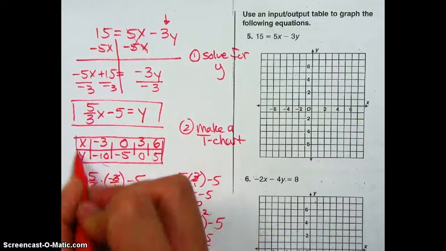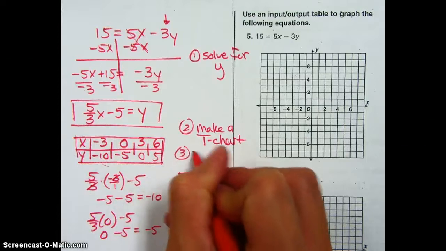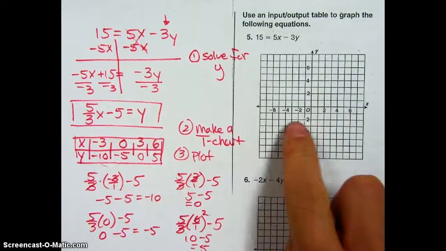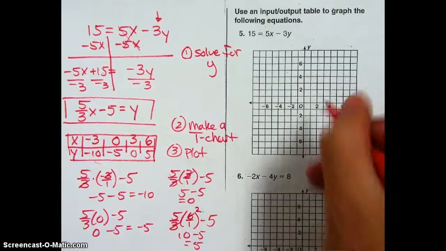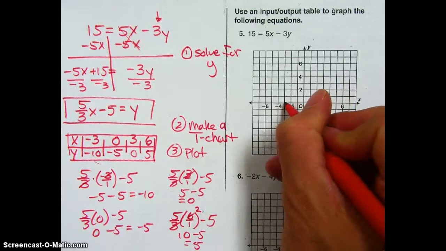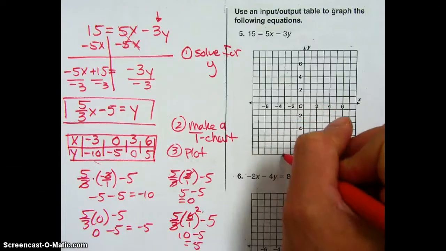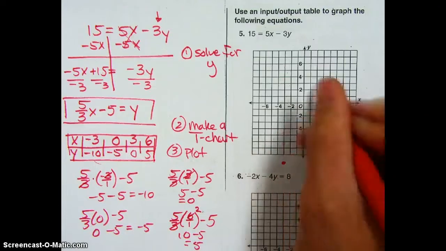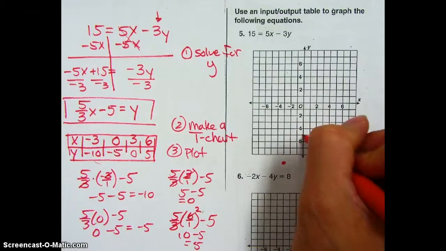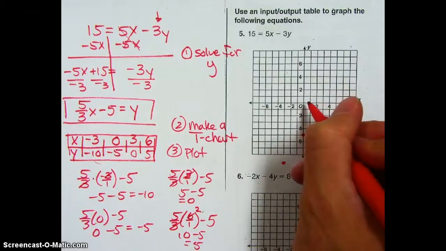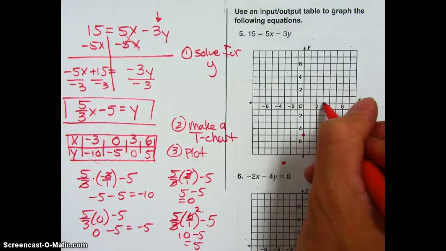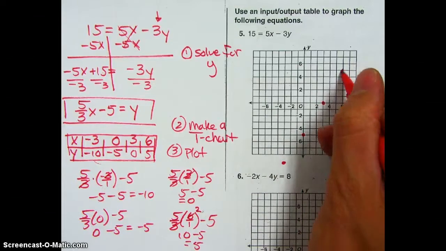There are your coordinates. Step number 3 is just to plot them. So I'm going to go over here to my graph. I'm going to go negative 3, 1, 2, 3, negative 10. Ooh, I ran out, so I'm going to say that it's right here. Next one, 0, negative 5, right there. Then 3, 0, that's right there. And then 6, 5. Aha.